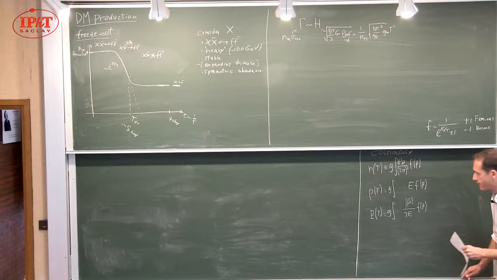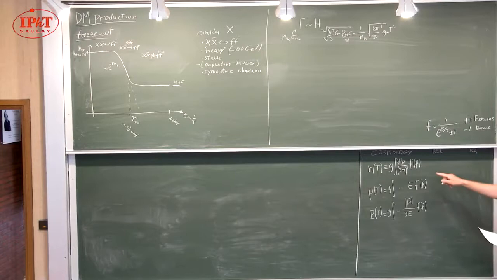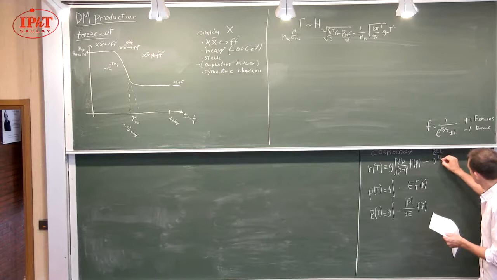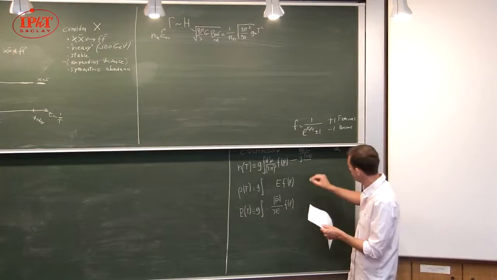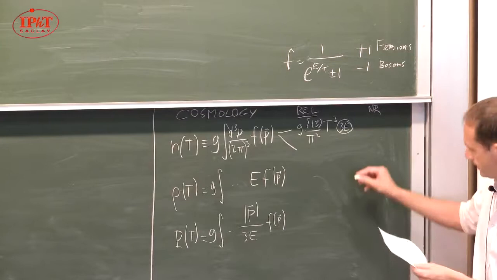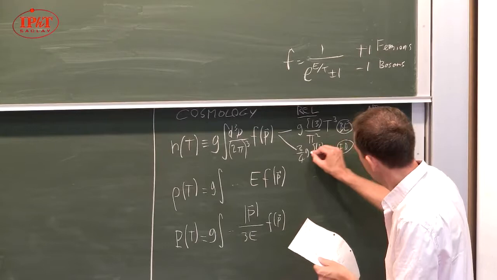Now, in the case of relativistic matter, and we'll have non-relativistic matter later, you can explicitly perform these integrals. And so for the case of bosons, the number density becomes g zeta of 3, this is the Riemann zeta function, a special function which is equal to 1.2 and something, divided by pi squared, T cubed. This is Bose-Einstein. In the case of the Fermi-Dirac distribution, you have that this is 3/4 g zeta of 3 divided by pi squared, T cubed.